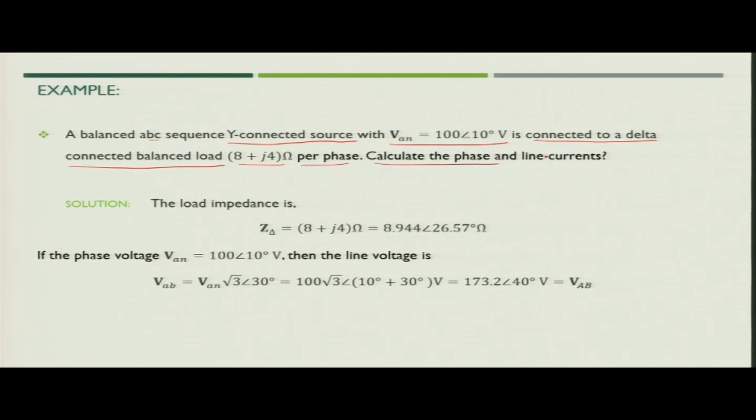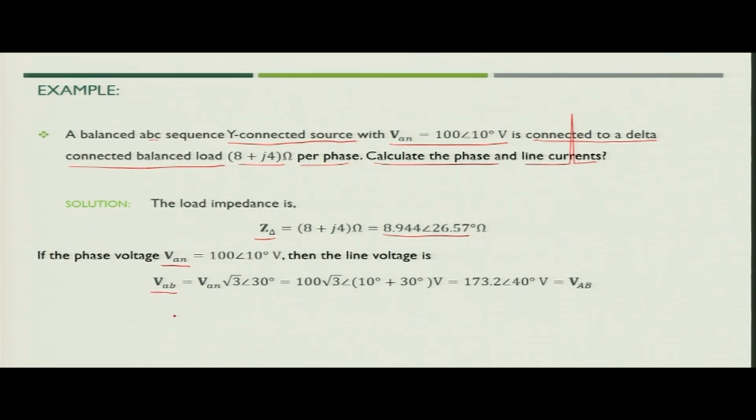We need to calculate the phase and line currents. So, the load impedance you can convert into phasor form. It will become 8.944 angle 26.57 degree ohm. Now, the phase voltage VAN you can simply write, because it is given in the question, that is 100 angle 10 degree. Now, what will be the line voltage?